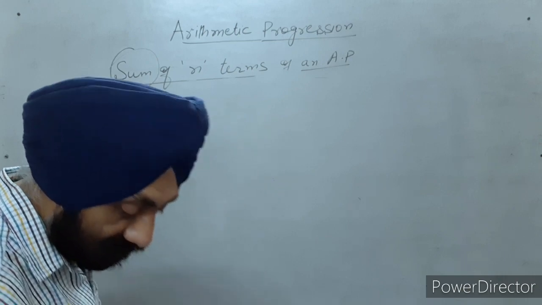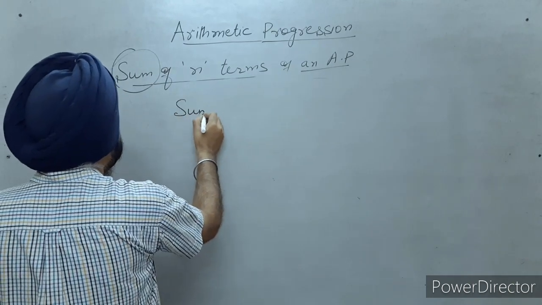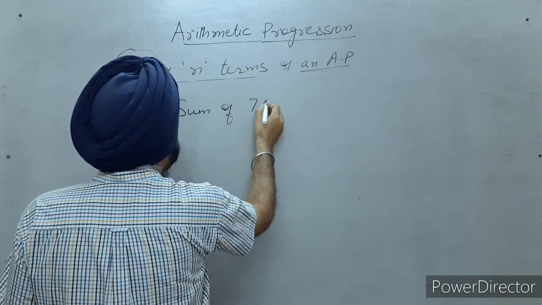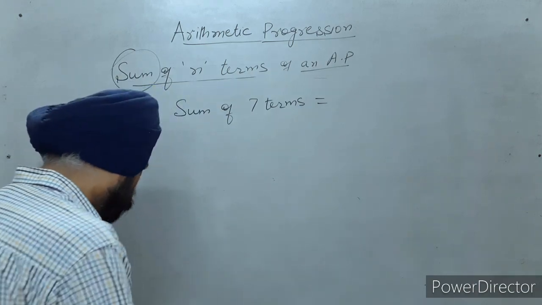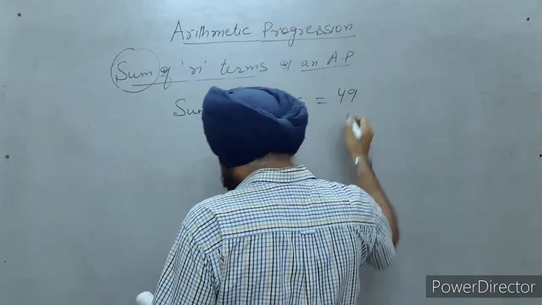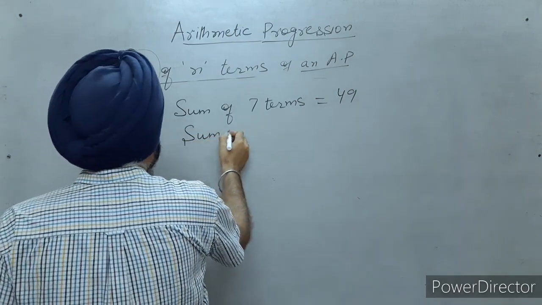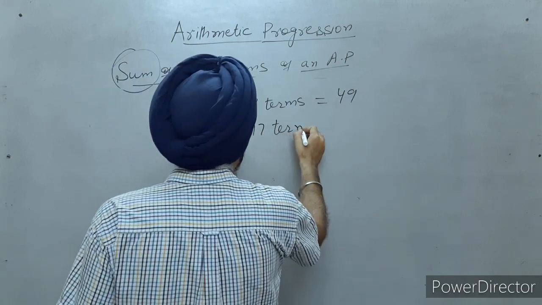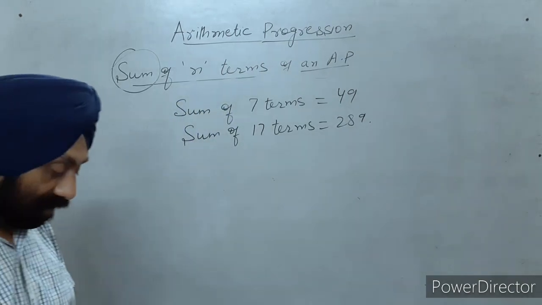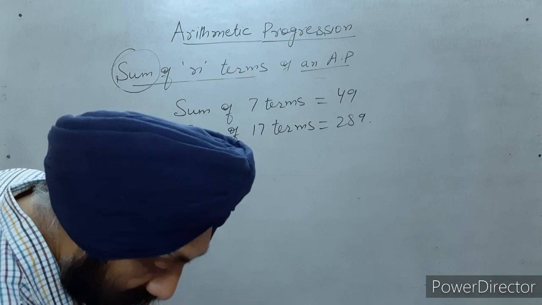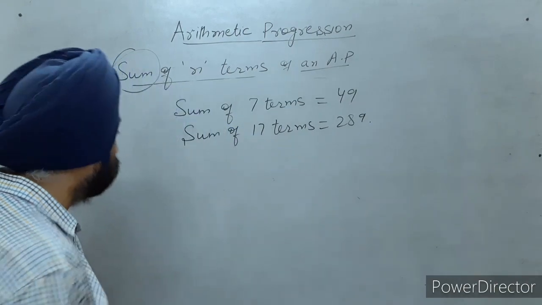Question: if the sum of the first 7 terms of an AP is 49, and the sum of 17 terms is 289, find the sum of the first n terms. It's a very interesting sum. I need Sn.